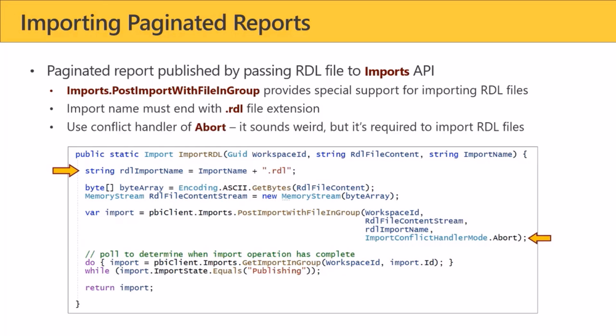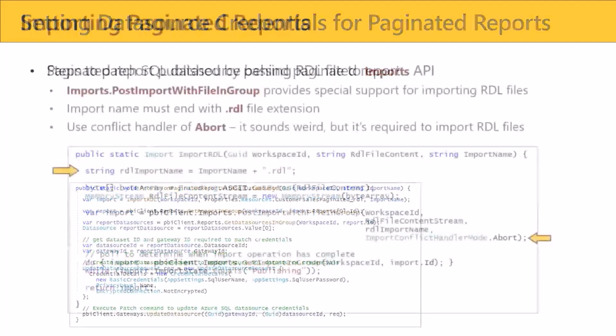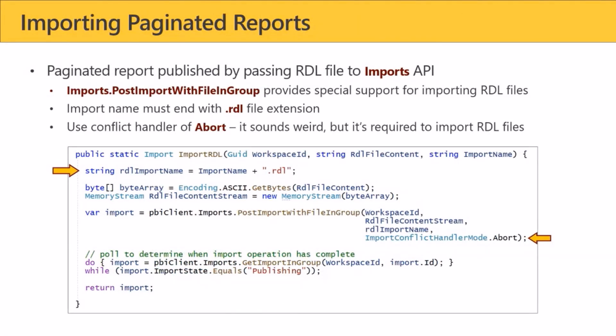And the second thing is that the import conflict handler has to be set to abort. Doesn't make a lot of sense, but don't ask any questions. It would be better if the import conflict handler mode would set this to paginated reports, because you use it for paginated reports and you don't use it for anything else.